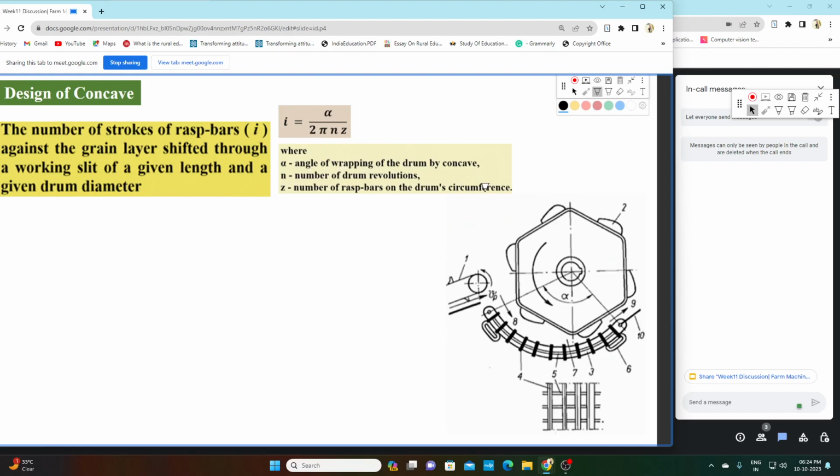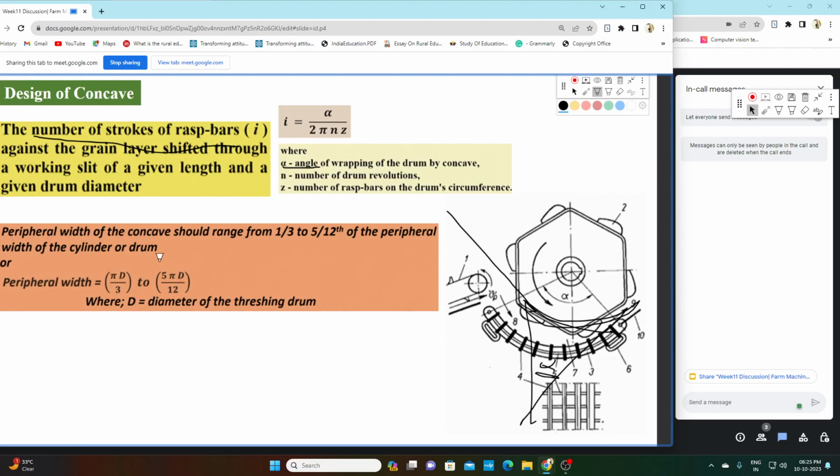What is alpha? Alpha is the angle of wrapping of the drum by the concave. Wrapping angle means how much the crop is wrapping on the cylinder. You feed the crop in between the concave and the rotating cylinder, and the angle it subtends is known as alpha. Then n is the number of revolutions of the drum, and z is the number of rasbars on the drum circumference. By this we can calculate the number of strokes of the rasbar. This is the first design parameter.